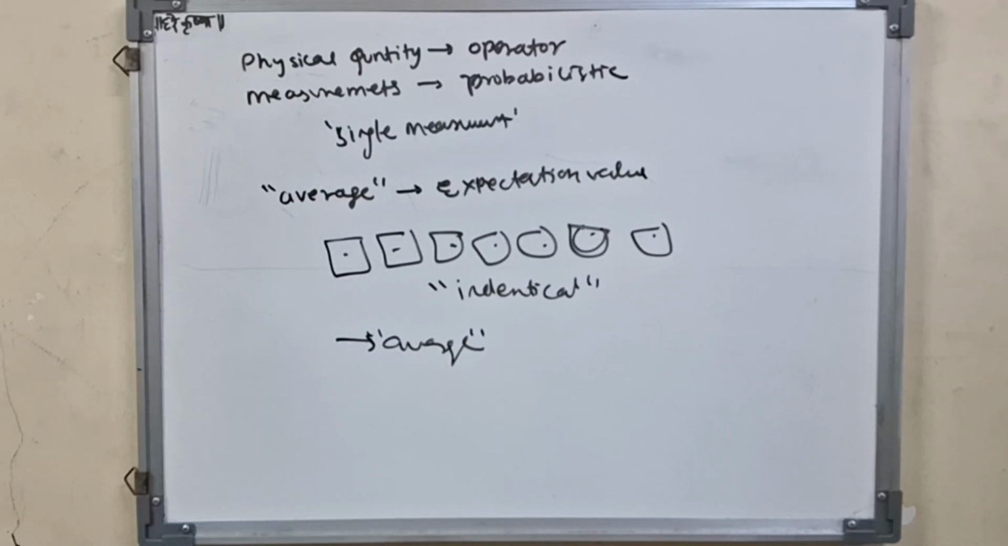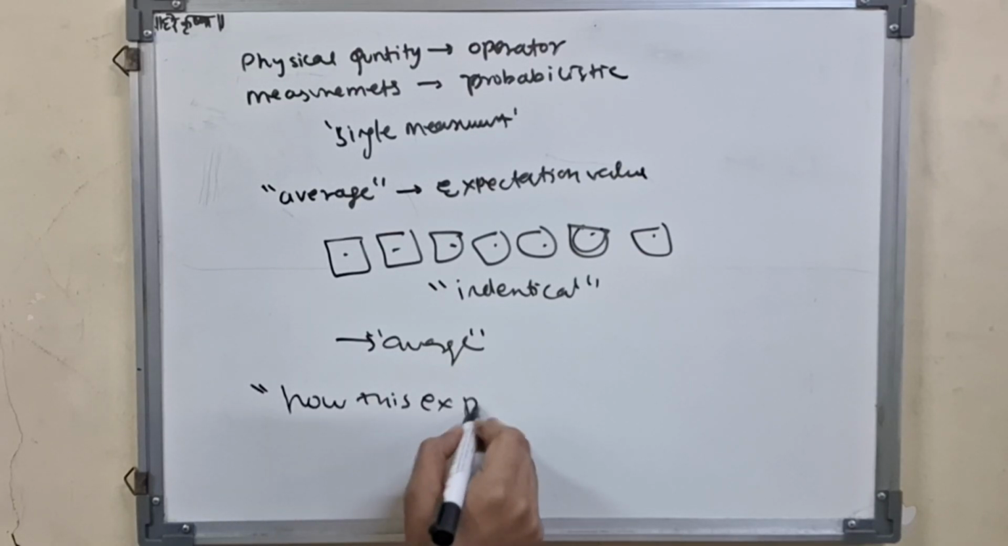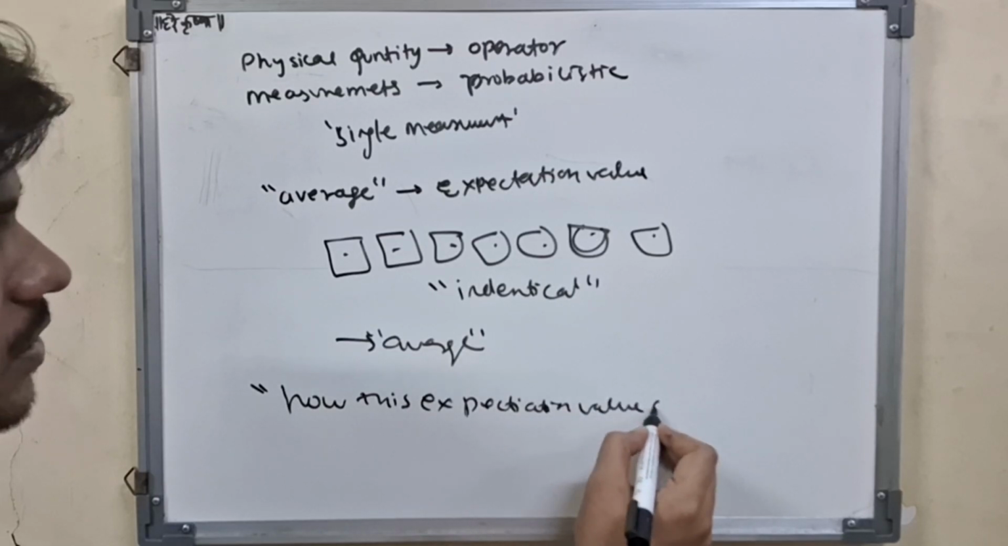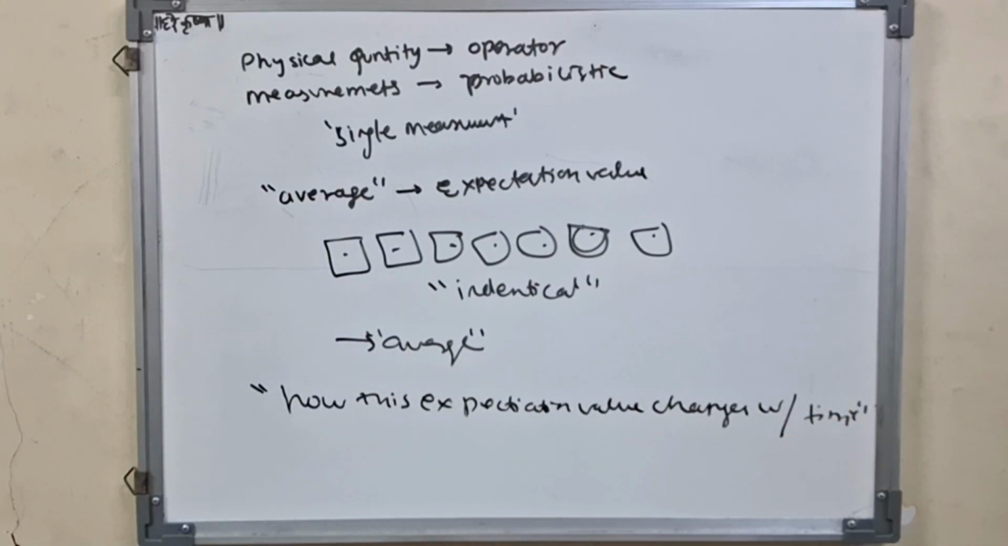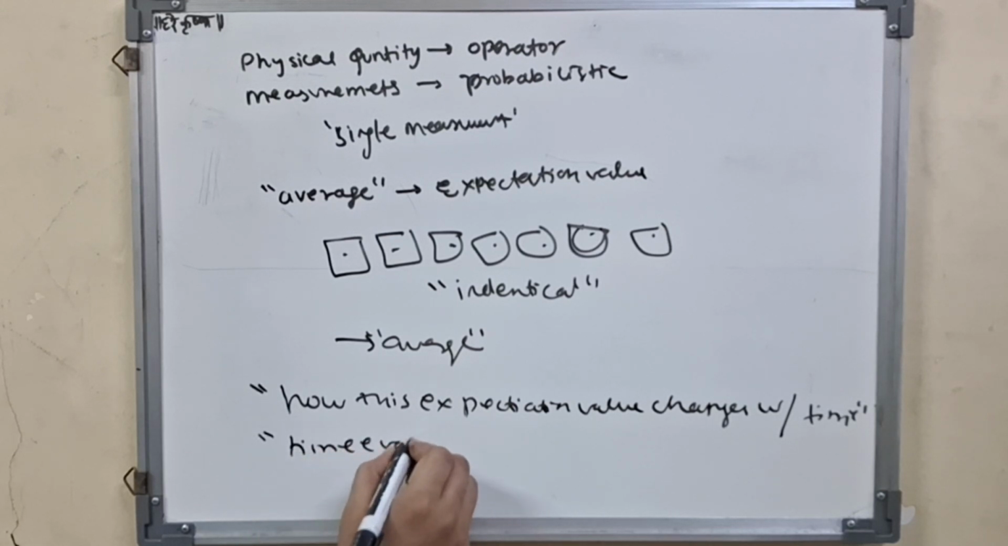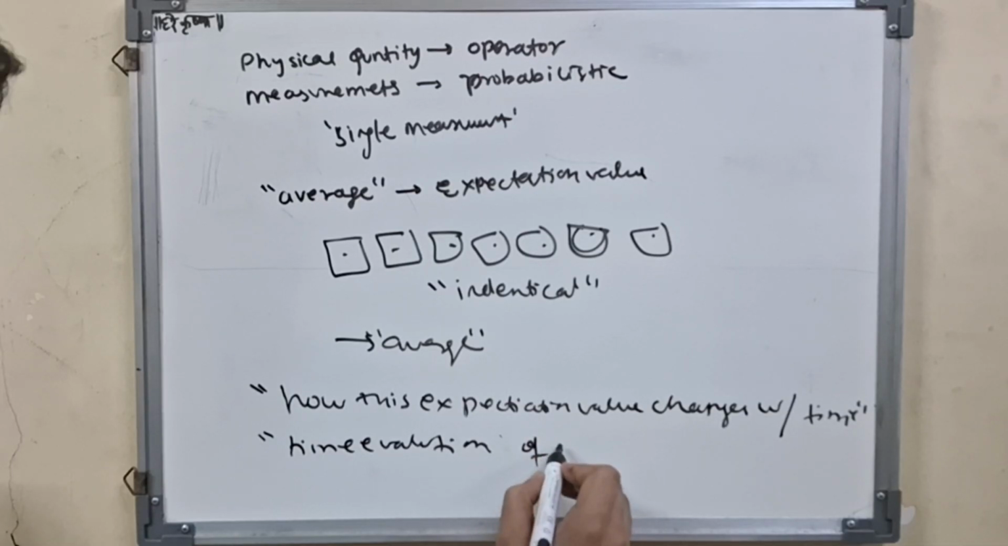or expectation value. And how does Ehrenfest theorem come into this picture? The question we ask ourselves is how this expectation value changes with time. And to answer this, we have Ehrenfest. Like we said, it changes with time, so we say time evolution. We get an equation based on the time evolution of the expectation value, right?